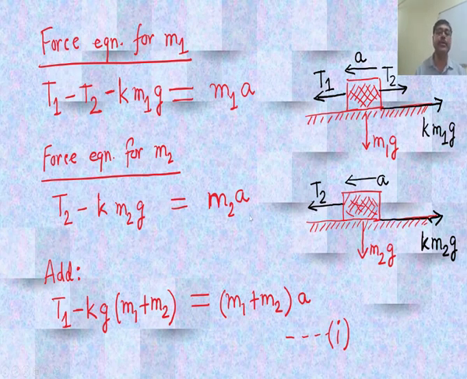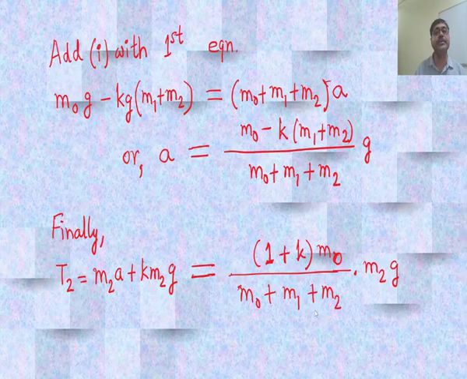First, what you can do, you try to eliminate T1 from our problem. So, to do that, you first add these two equations on the screen. And you can simply see that it is nothing but T1 minus Kg (M1 plus M2) is equal to (M1 plus M2) into a. This is one of the equations. Now go to the first equation and then add the last equation together.